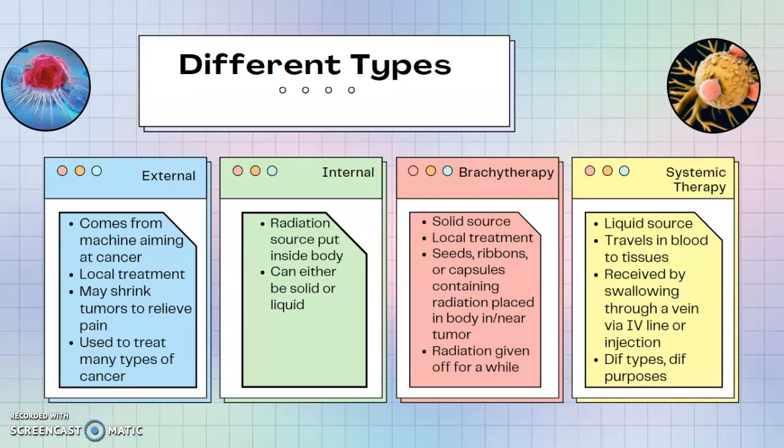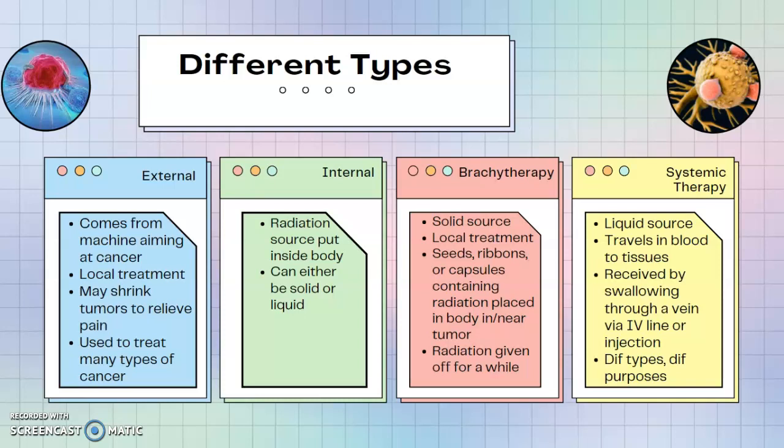Continuing off of that, let's talk more specific to the different types of radiotherapy. External radiation beams are going to come from a machine aiming radiation at the cancer at a specific part of the body, making it a local treatment. External radiation is used to treat many types of cancer and may shrink tumors to alleviate problems caused by cancer.